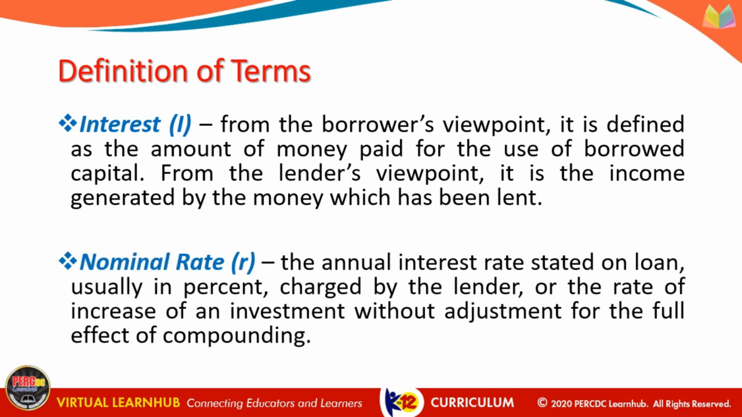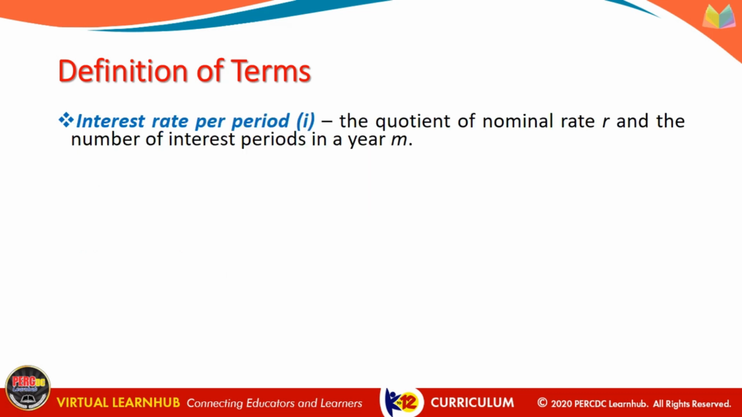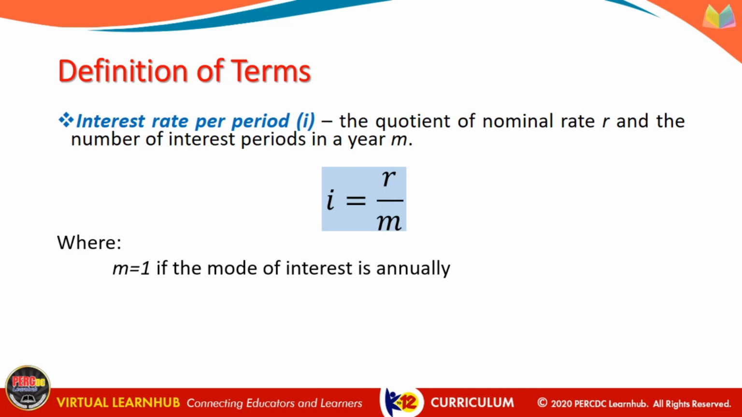Next, we have nominal rate. It is the annual interest rate stated on loan, usually in percent, charged by the lender, or the rate of increase of an investment without adjustment for the full effect of compounding. Interest rate per period, the quotient of nominal rate R and the number of interest periods in a year M. Interest rate per period I is equal to nominal rate R divided by number of interest periods in a year M, where M is equal to 1 if the mode of interest is annually or yearly.